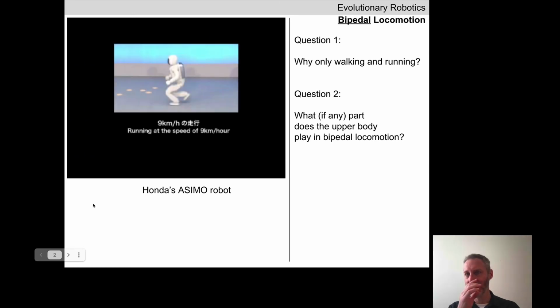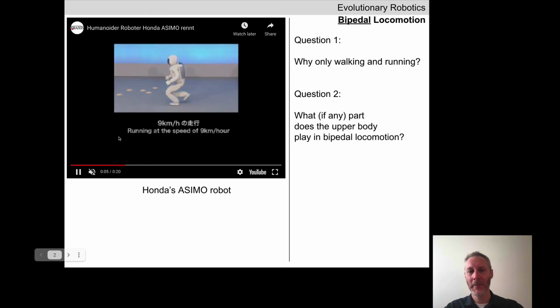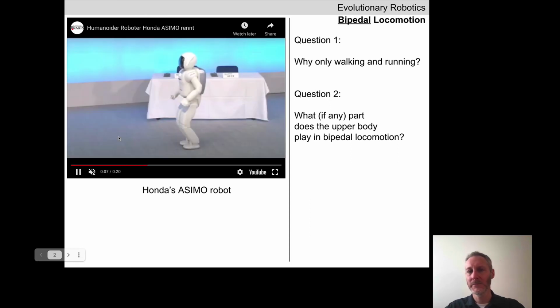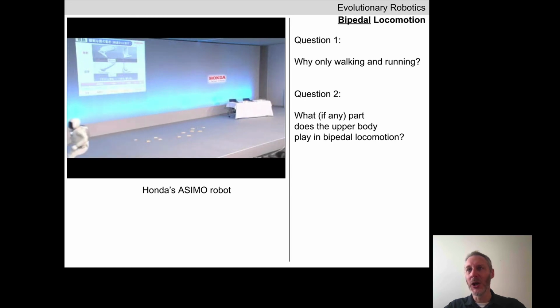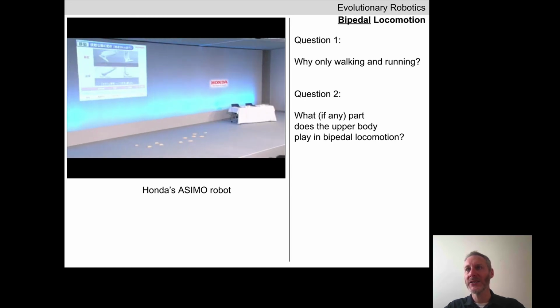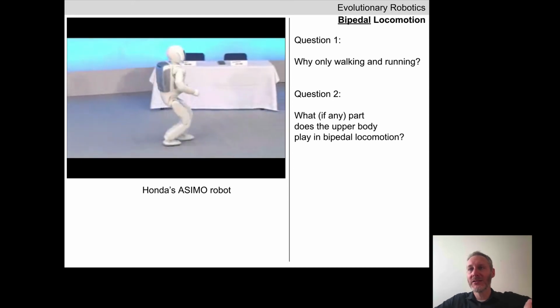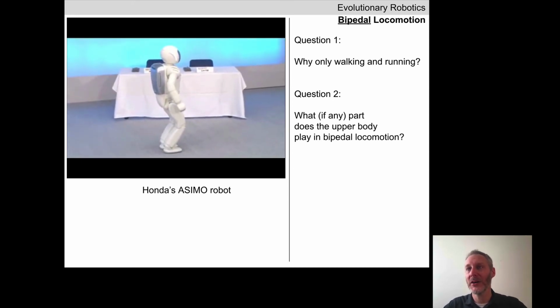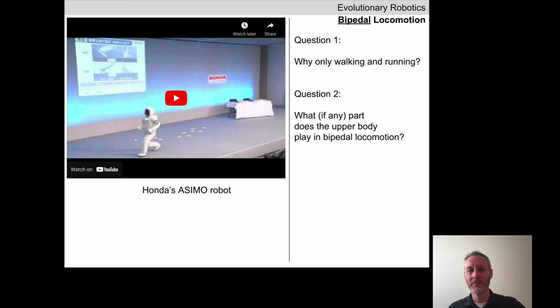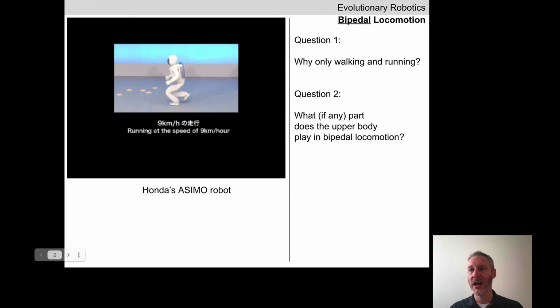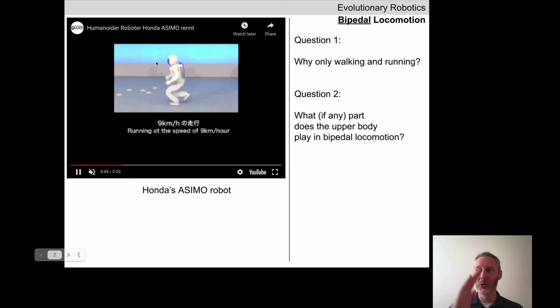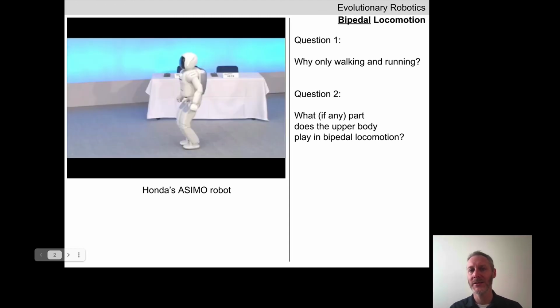What are some of the differences between Asimo's form of running and our form of running? Henry says he squats down to lower the center of mass. Why is he squatting to lower the center of mass? As Logan mentions, you'll notice that the upper body is very stiff. We'll talk about that in a moment. Alex mentions the torso is very upright and vertical instead of angled forward like a human when a human runs.